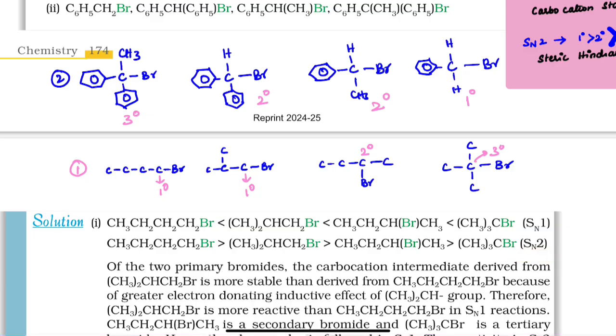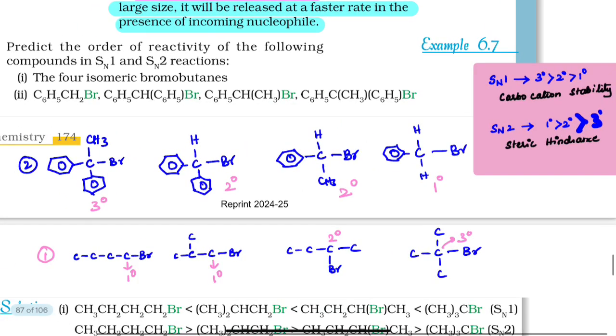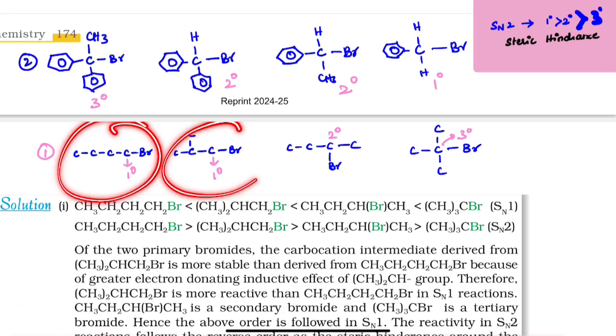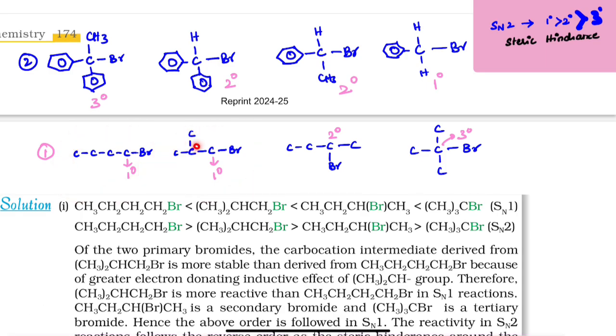For SN2, what you have to check is steric hindrance. So here you see more steric hindrance is present. And here you can see steric hindrance. Secondary also will have more steric hindrance. For SN2 you have to go for primary, which is greater than secondary, which is greater than tertiary. So you have to check in these two. In these two again, because of branching, this will undergo less SN2. Therefore this is number 1, this is number 2, this is number 3, and this will be number 4.